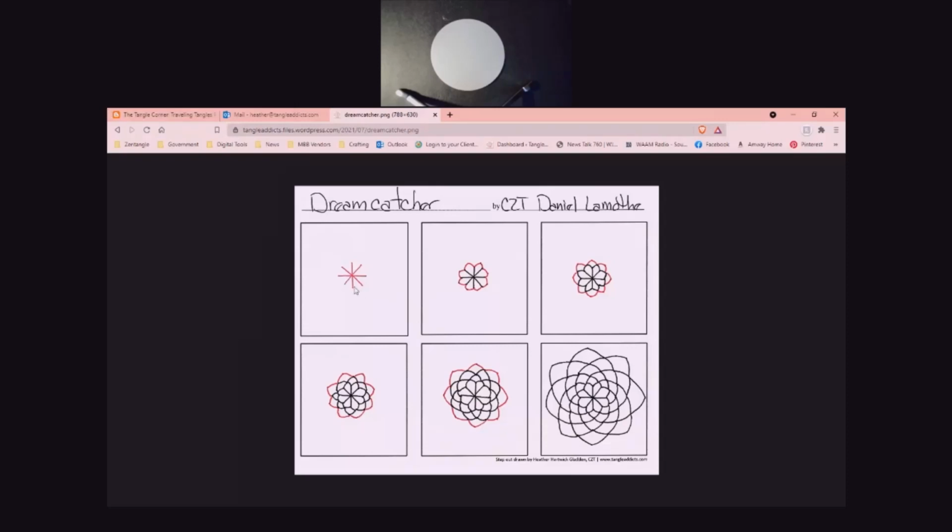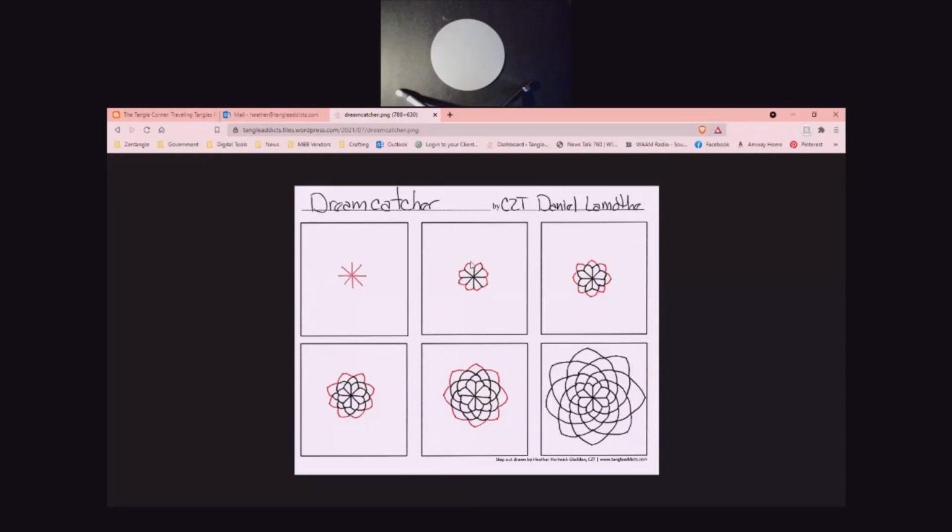So again, this one starts off with a plus, and then an X through the plus. So that's an asterisk. And I'll show you his work also, because it's kind of interesting. And then we're going to put in what he called pointed arches.